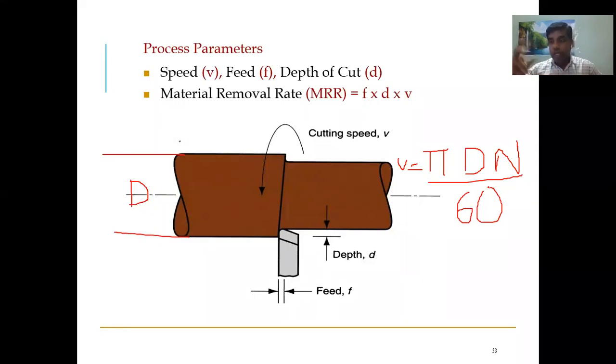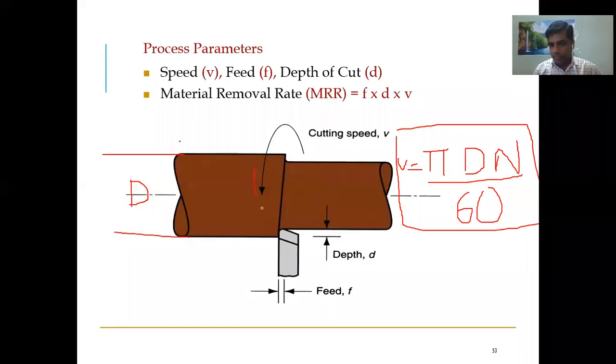If it is a circular object. If it is a length object, you can directly take the length divided by the time, at which speed your cutting tool is moving. Just because we are going to calculate for the most popular and simplest process, turning, the velocity of cutting in turning is calculated by pi d n by 60, right? So this is called the cutting velocity or cutting speed. This rotation is called the speed.